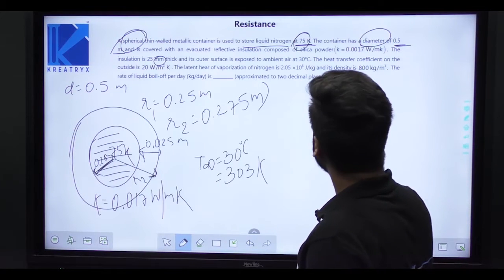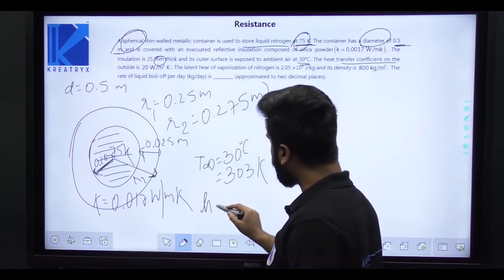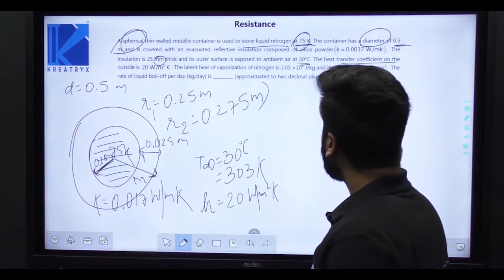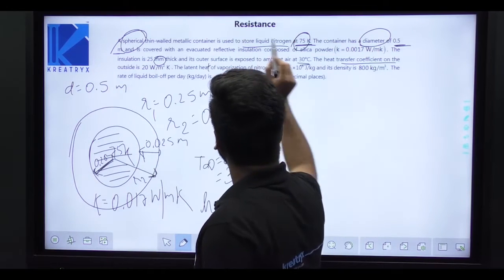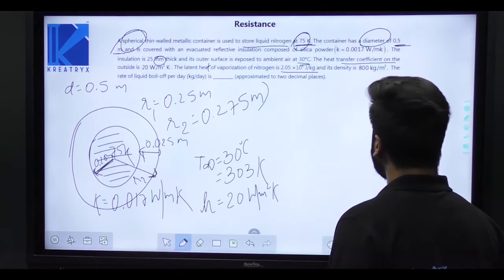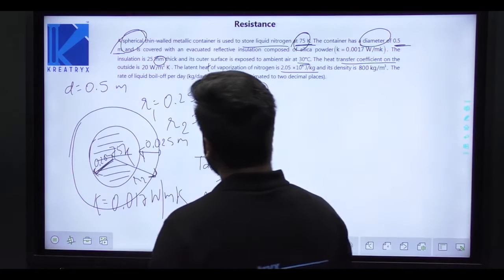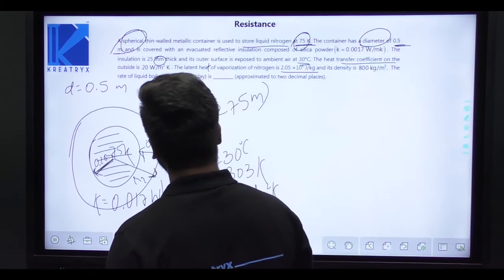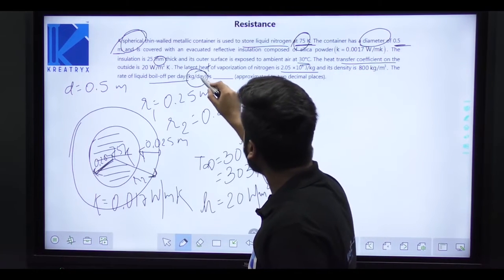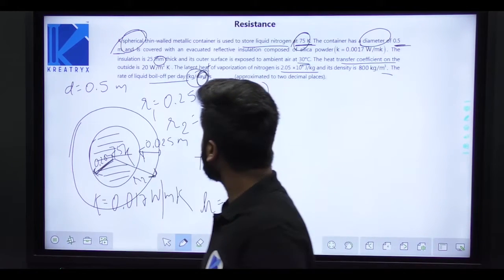The heat transfer coefficient on the outside is 20 watt per meter square Kelvin. This is also given. The latent heat of vaporization of nitrogen is 2.05 into 10 to the power 5 joule per kg, and its density is 800 kilogram per meter cubed. What you've been asked is the rate of liquid boil off per day, in kilogram per day.